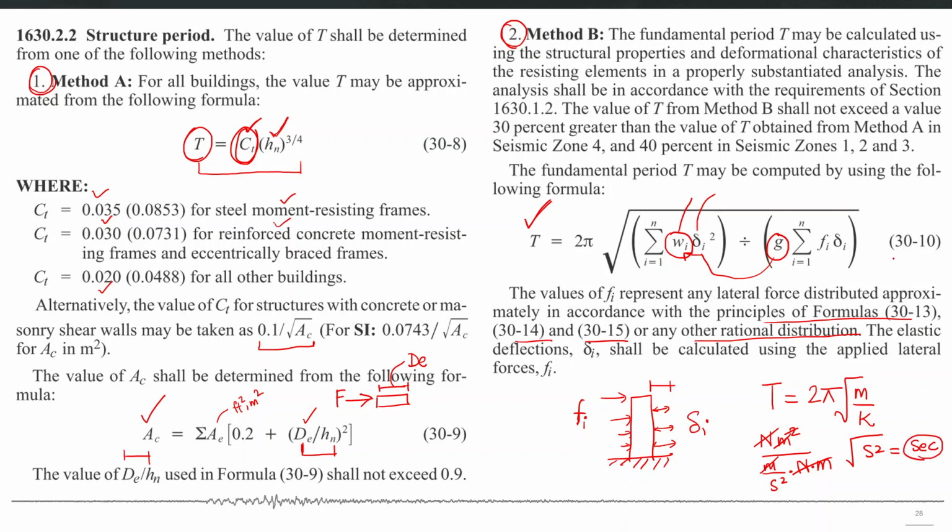So basically this expression 30-10 is based on the same assumption that you idealize your whole structure just like a single degree of freedom system, and you can get the approximate time period using this expression. But obviously the value of time period will be highly dependent on the selection of this F vector. So if you select, for example, a triangular vector, you will get a different time period, and if you select a rectangular vector, you will get a different time period because the deflected shape of the building will be different.